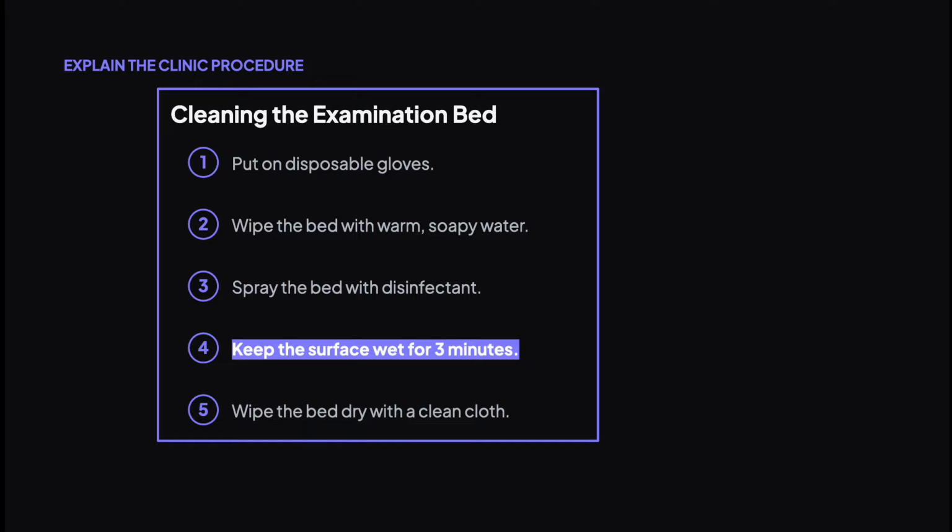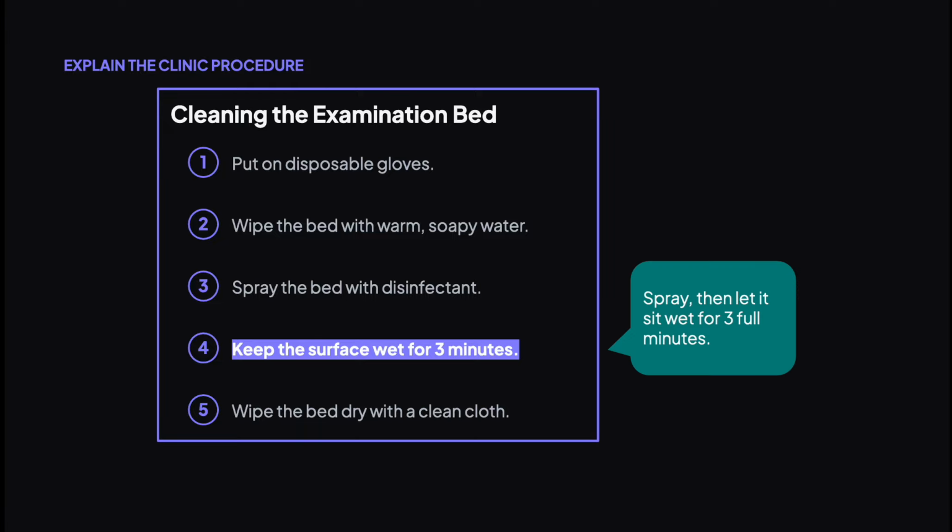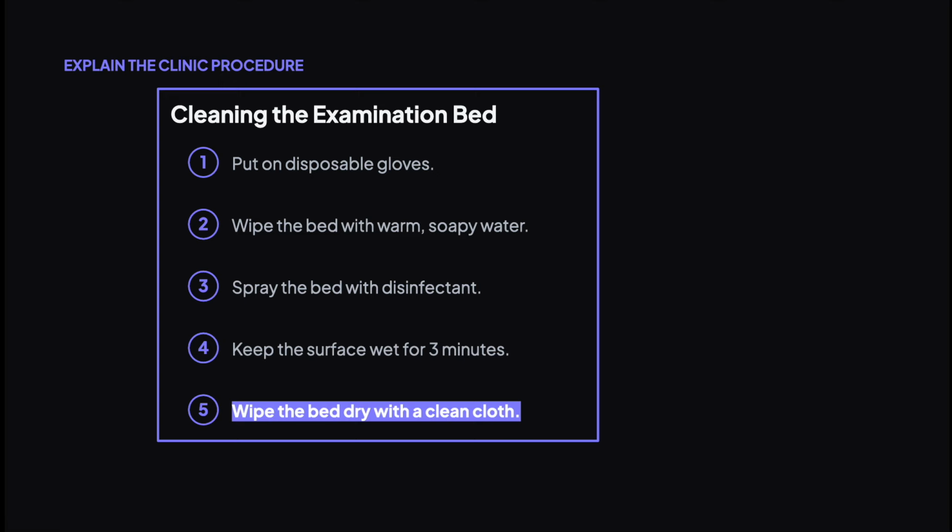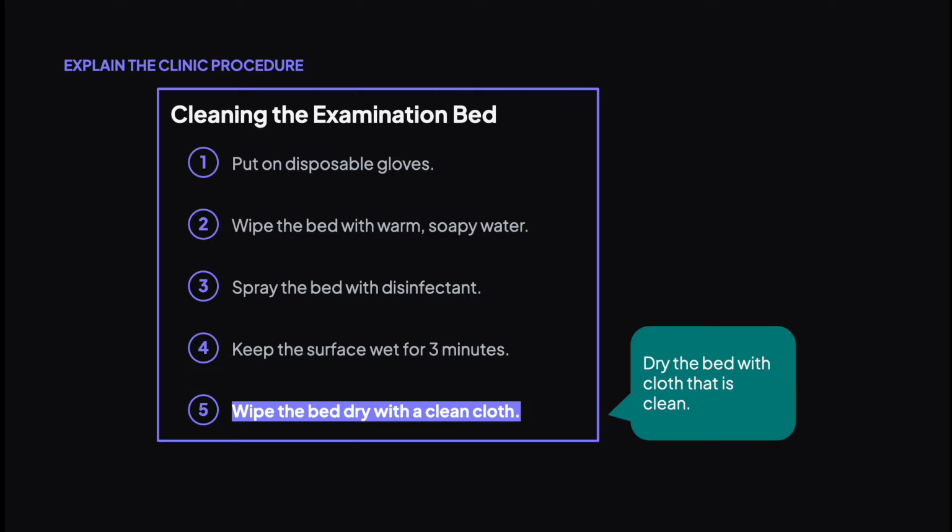And again, in order for Loretta to remember this, she tries to say it in her own words. Spray, then let it sit wet for 3 full minutes. Then step 5, wipe the bed dry with a clean cloth. Now, if you were to say this in your own words, to remember it, how would you say it? You would probably say something like, dry the bed with a cloth that is clean.